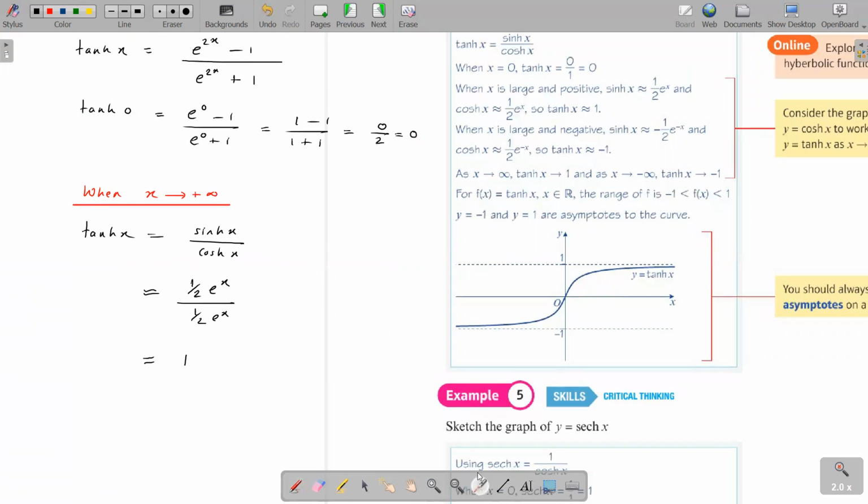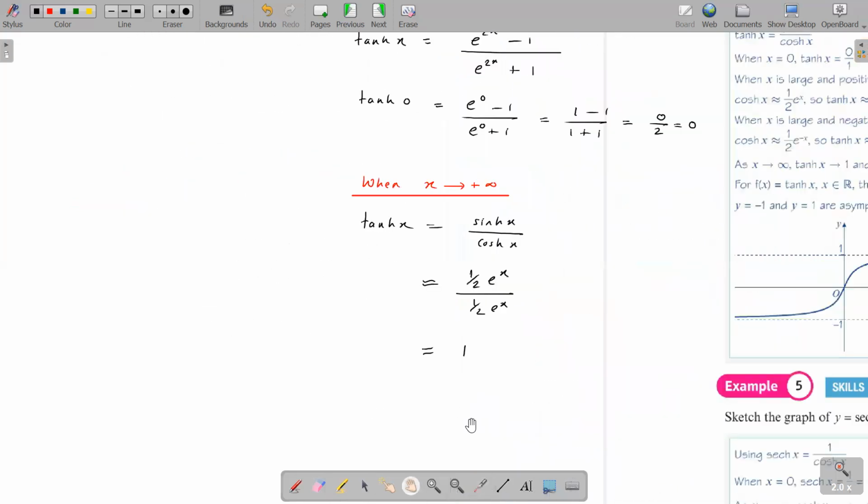Right, guys? Can you see? So when the x value here approaches positive infinity, in the tangent graph, as the x values get larger and larger, the y value is reaching close to 1. Can you guys see? So here we have a proper asymptote in this case. So in this case, y equal 1 is an asymptote. All right, guys. So that's an important observation.